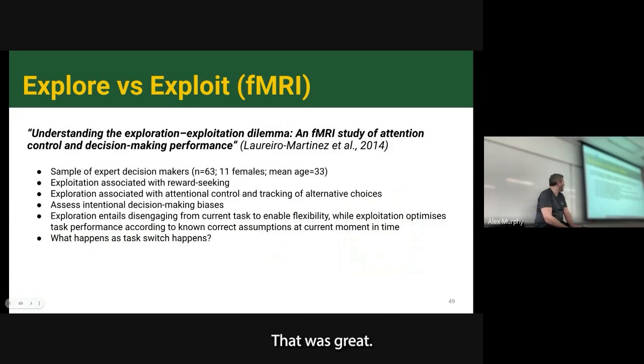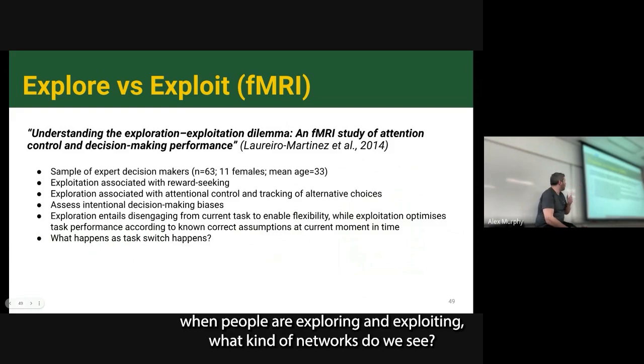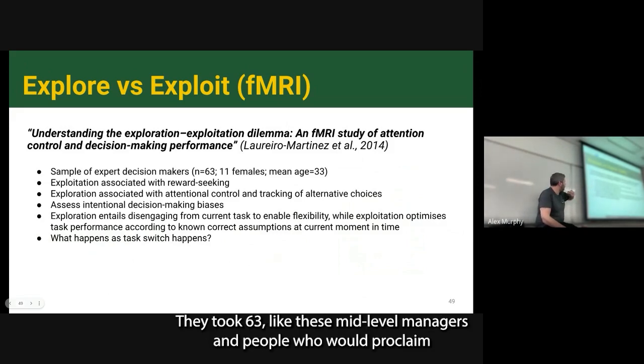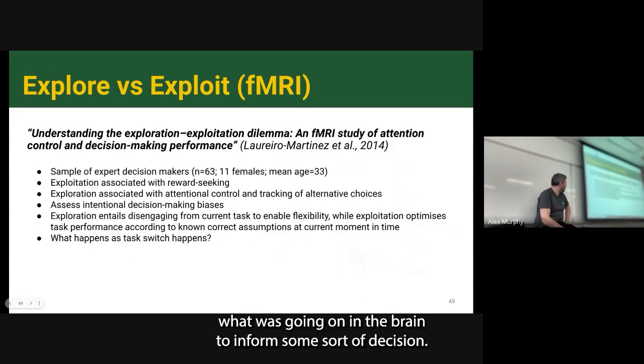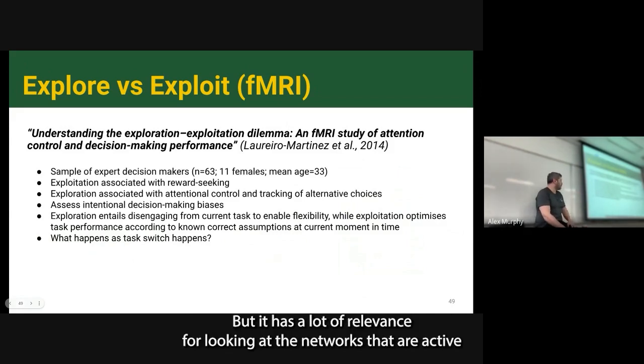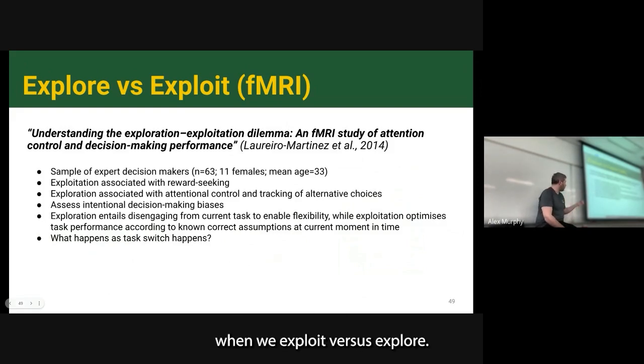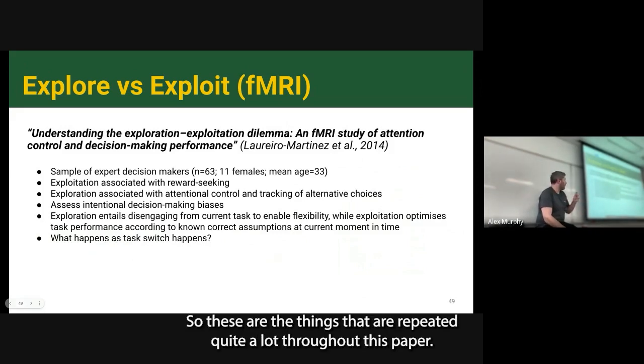I could not have come up with a better explanation myself. That was great. So what actually happens in the brain when people are exploring or exploiting, and what kind of networks do we see? So they took 63 mid-level managers, people who were proclaimed to be good in business. It was kind of a business-related paper where they were looking at what was going on in the brain to inform some sort of decision. But it has a lot of relevance for looking at the networks that are active when we exploit versus explore. And so there's a connection between attentional control and also reward tracking. These are things that are repeated quite a lot throughout this paper.